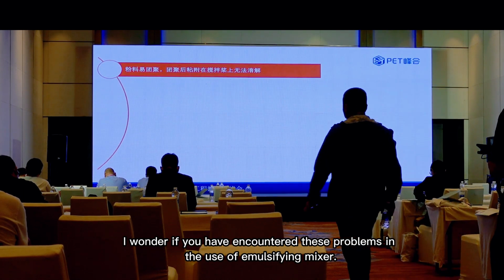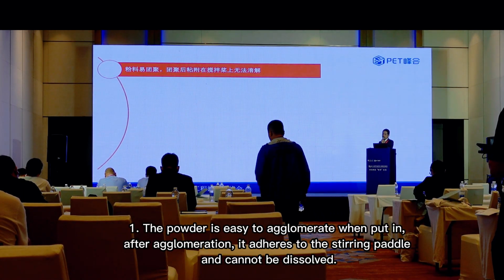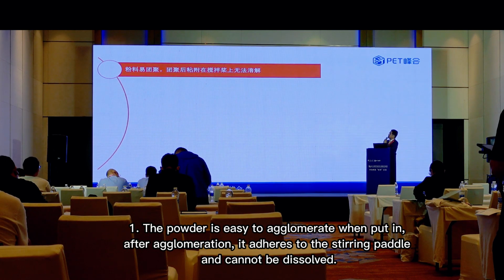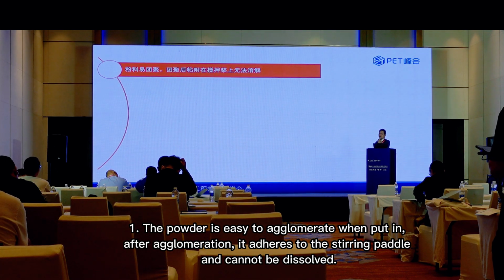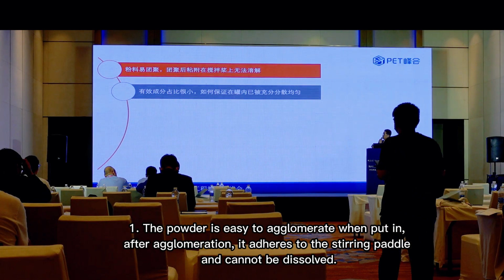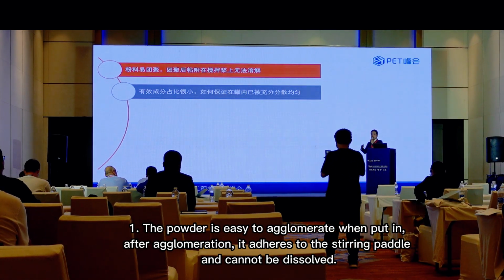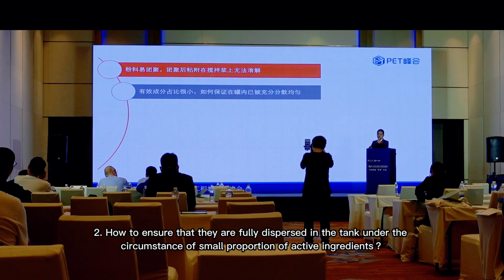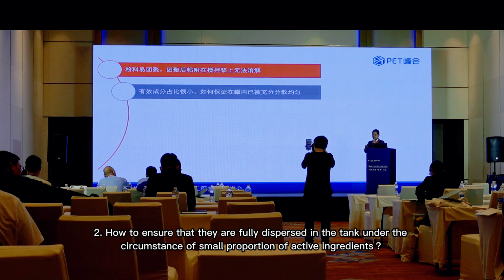I wonder if you have encountered these problems in the use of emulsifying mixer. 1. The powder is easy to agglomerate when put in. After agglomeration, it adheres to the stirring paddle and cannot be dissolved. 2. How to ensure that they are fully dispersed in the tank under the circumstance of small proportion of active ingredients.